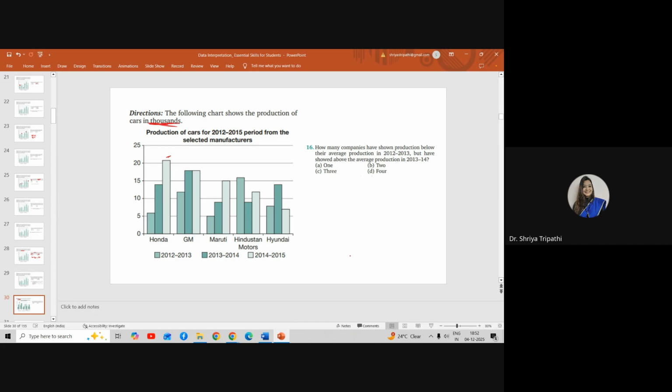How many companies have shown the production below their average production in 2012-13, but have showed above the average production in 2013-2014? Understand, they are asking the number of companies shown production below their average production in 2012-2013. Focus here. But have showed above the average production of 2012 and 2014.